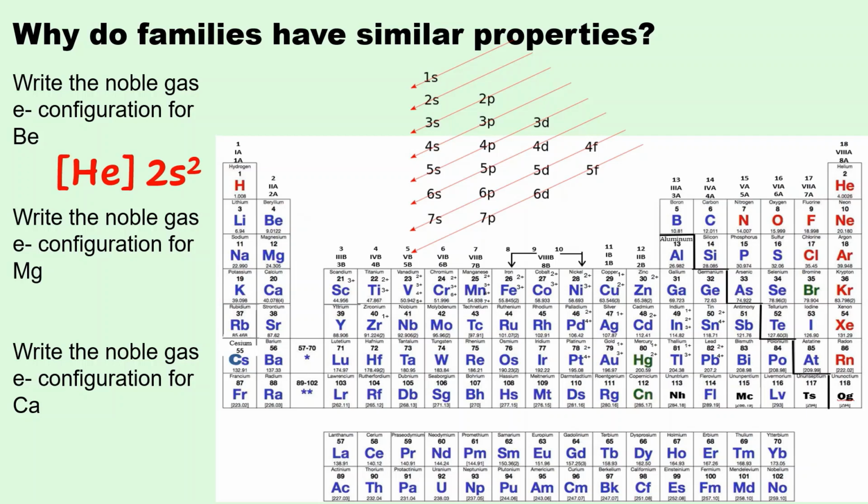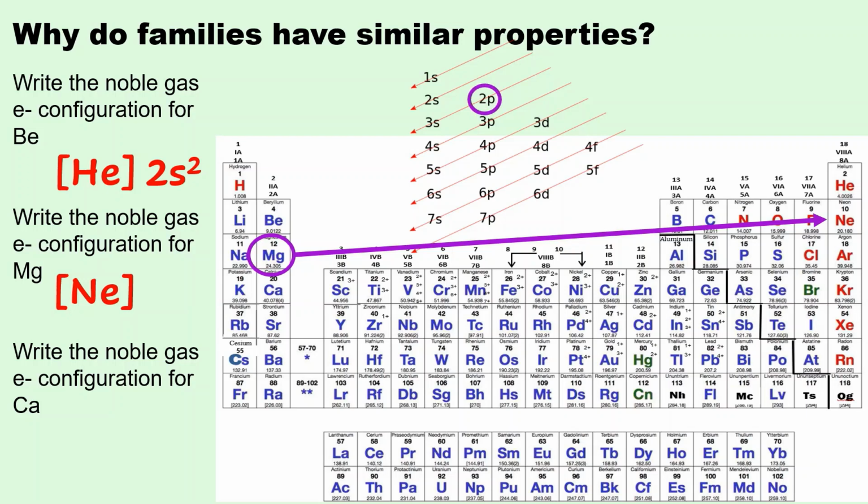The noble gas configuration of magnesium will begin with the noble gas that ended the period before it, which is neon. Neon's 10 electrons fill from 1s through 2p. Picking up from there, the remaining 2 electrons go into 3s, or 3s2.